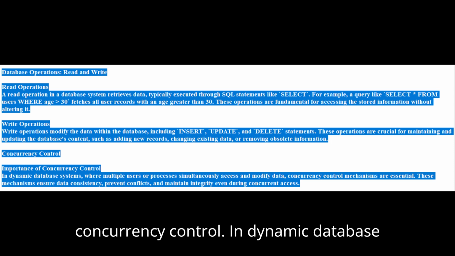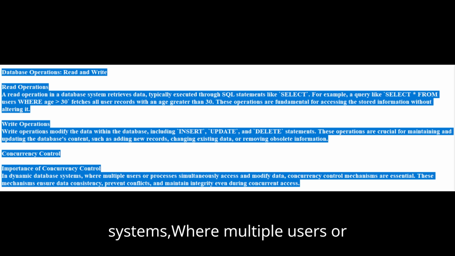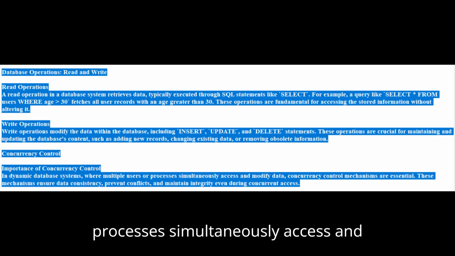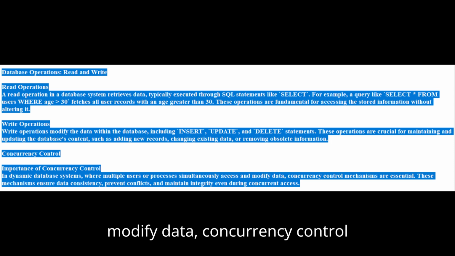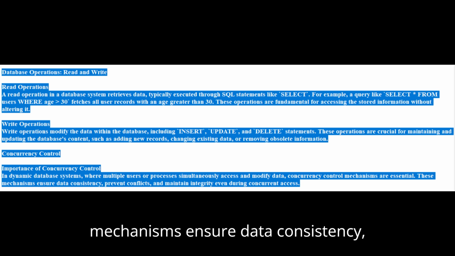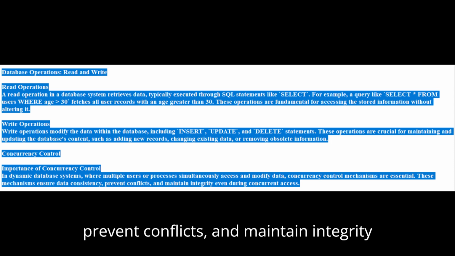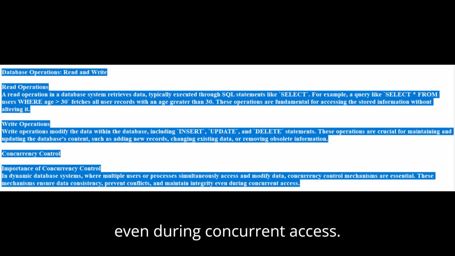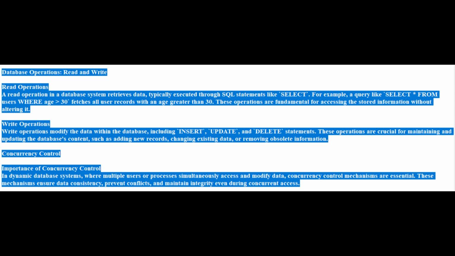Importance of concurrency control. In dynamic database systems, where multiple users or processes simultaneously access and modify data, concurrency control mechanisms are essential. These mechanisms ensure data consistency, prevent conflicts, and maintain integrity even during concurrent access.